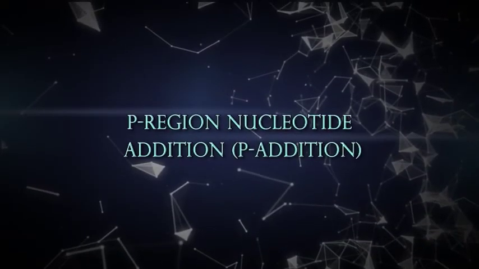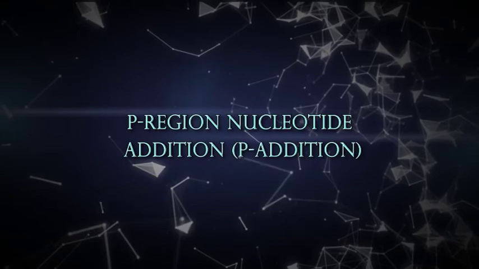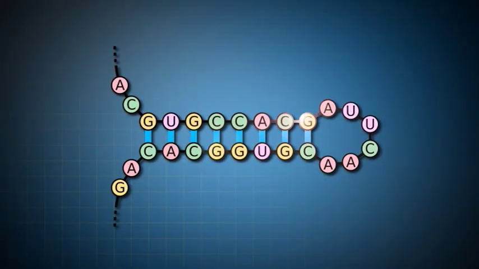P-region nucleotide addition or P-addition. After the initial single-strand DNA cleavage at the junction of a variable region gene segment and attached signal sequence, the nucleotides at the end of the coding sequence turn back to form a hairpin structure. This hairpin is later cleaved by an endonuclease.